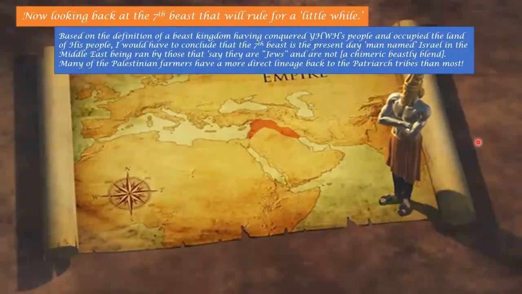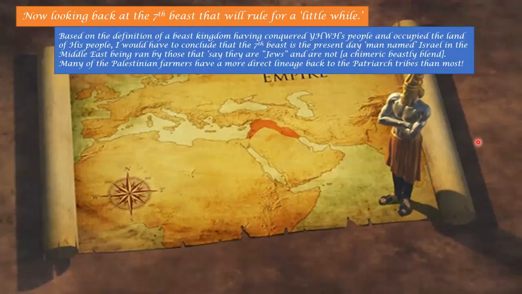Now, I want us to take a look back at the seventh beast that will rule for a little while. Based on the definition of a beast kingdom, we have to understand what a beast kingdom is. It has to be defined because there are many, many kingdoms. But a beast kingdom is one having conquered Yahweh's people and occupied the land of his people.